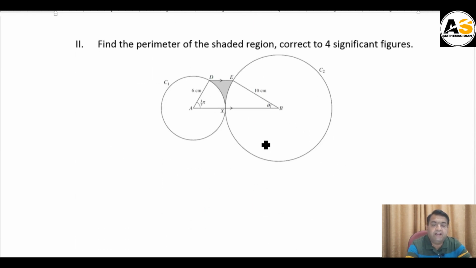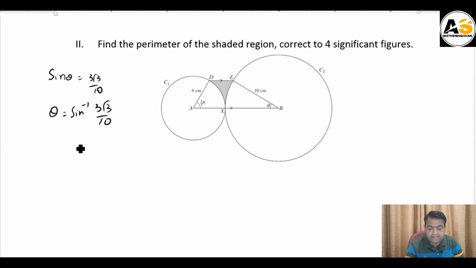In part 2, we have to find the perimeter of this shaded region, which is equal to the DE distance plus this EX arc length plus DX arc length. First of all, from the previous part, we carry that sine theta is equal to 3 square root 3 over 10, which gives us theta is equal to sine inverse 3 square root 3 over 10.